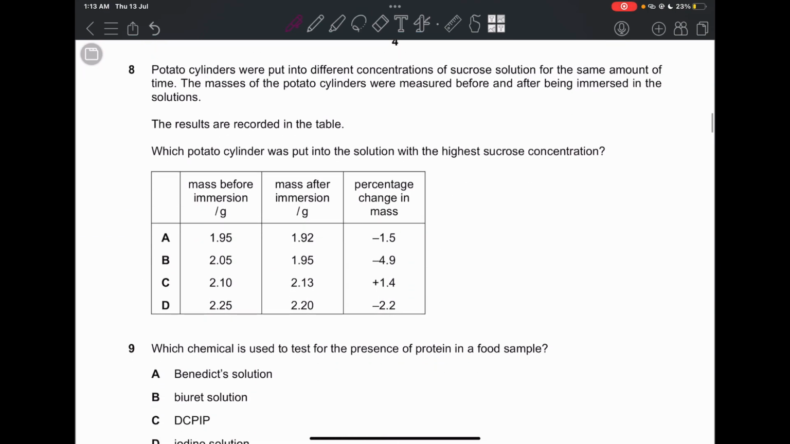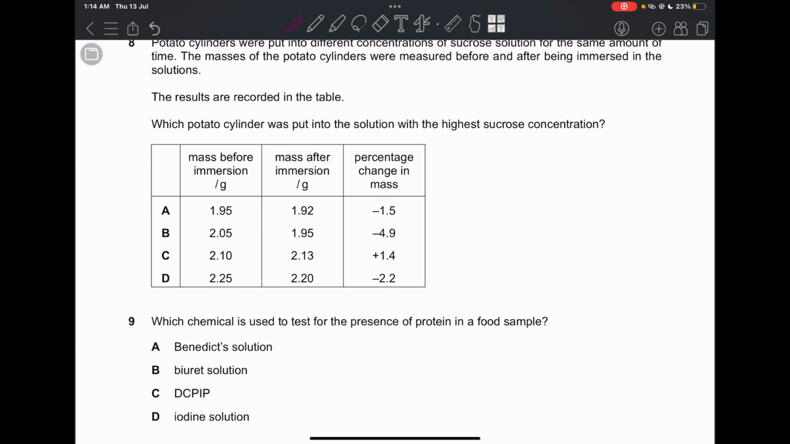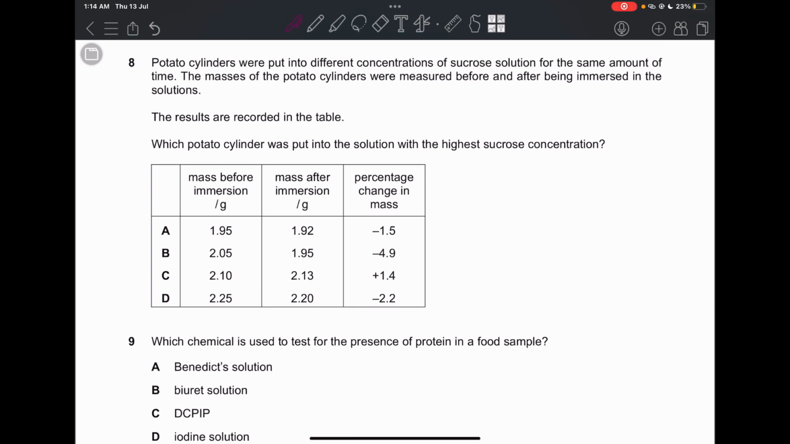8, potato cylinders were put into different concentrations of sucrose solution for the same amount of time. The masses of the potato cylinders were measured before and after being immersed into the solutions. The results are recorded in the table. Which potato cylinder was put into the solution with the highest sucrose concentration? We're going to be choosing the potato which has the most decrease in the percentage change in mass.